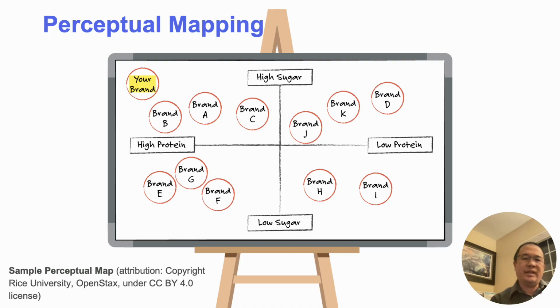The important note is that a perceptual map measures customer perception, not objective facts. So for example, 2 products may contain the same amount of sugar, but customers might perceive one as healthier because of its branding or advertising.